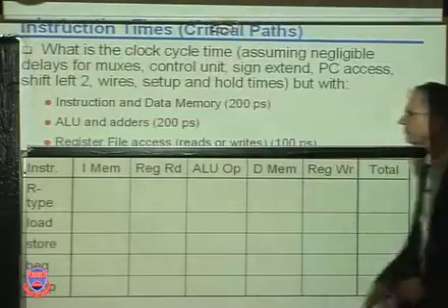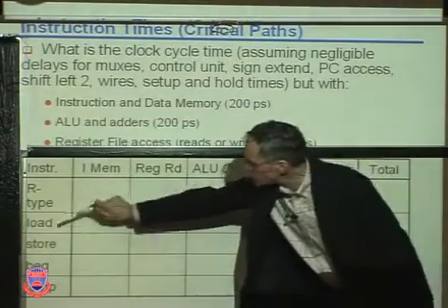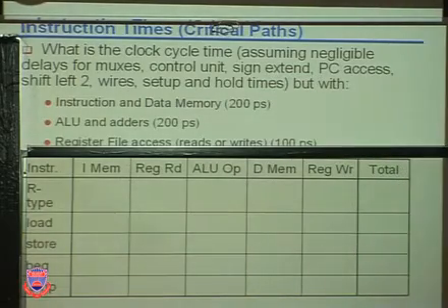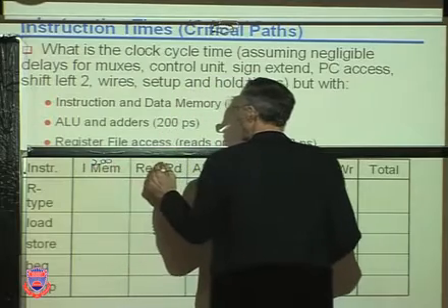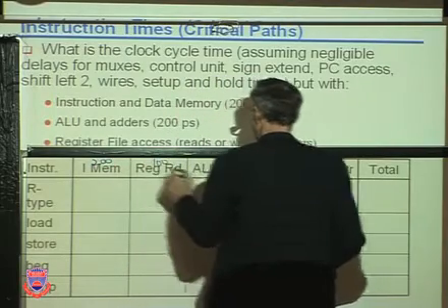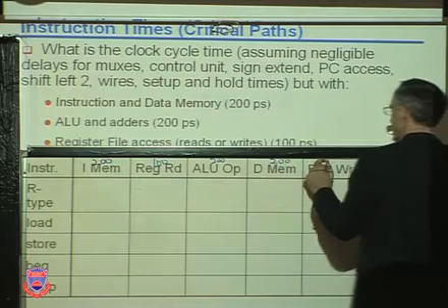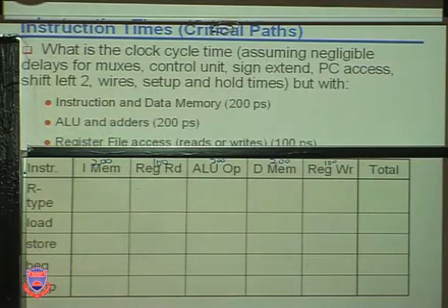So if we do that, now we have to figure out, for each type of instruction, R-type, load, store, BEQ, and jump, what steps are needed. Okay? So instruction memory access time we just read is 200. Register read we said is 100. ALU is 200. Data memory is 200. Register write is 100. Those are the numbers that I just copied from there to there. Okay, let's take the first one.